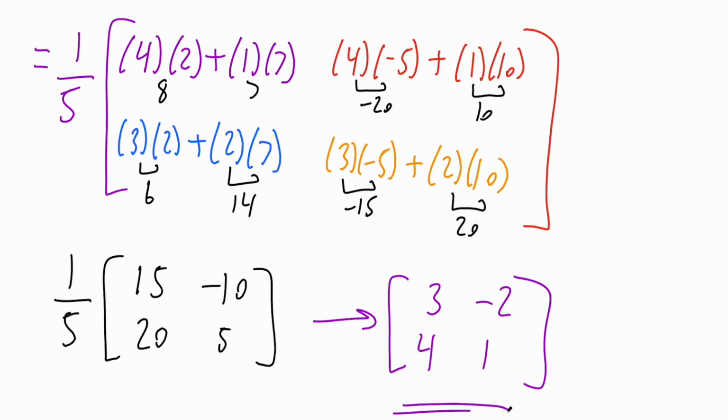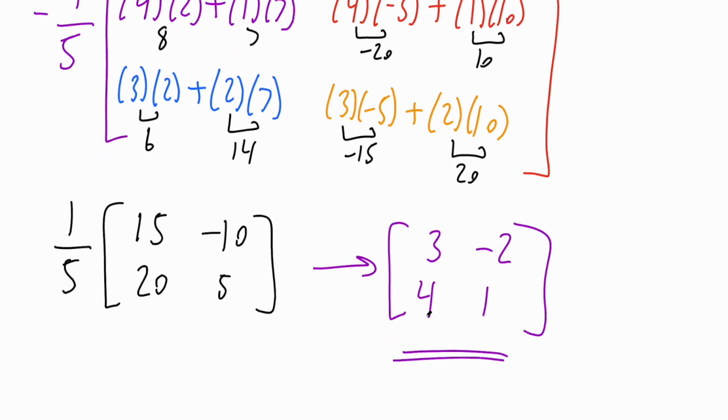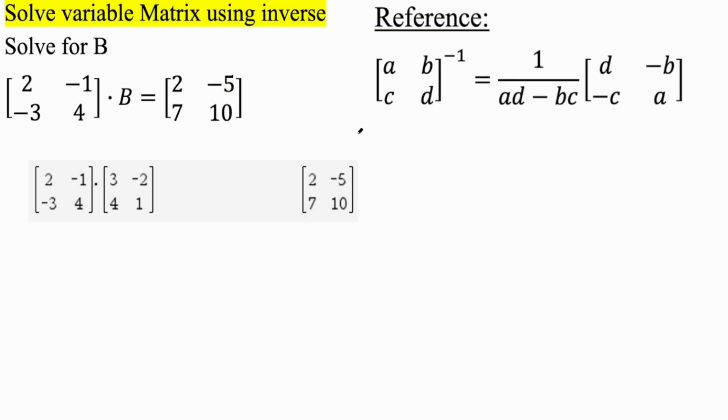And so this right here is our final answer. So B is equal to this piece right here. And if we use a calculator, this was our answer. If you take this piece times this piece, you multiply it, you do in fact get 2, -5, 7, and 10. And that's pretty much it for this video.